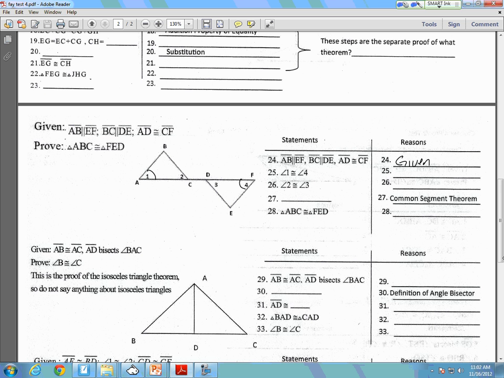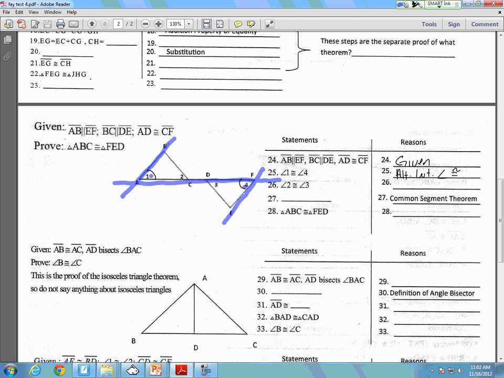Well, if we look at our given, they tell us that this segment here is parallel to that segment there. Therefore, those two parallel lines are cut by a transversal, so angle 1 and angle 4 are alternate interior angles. So again, it should say if two parallel lines are cut by a transversal, then alternate interior angles are congruent.